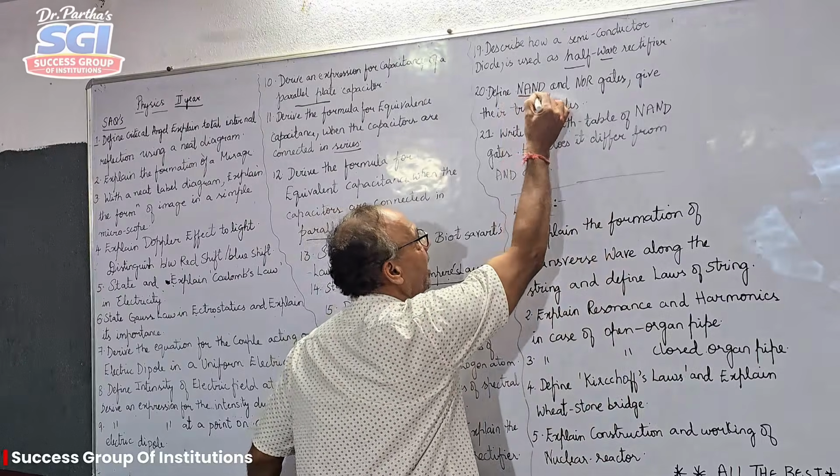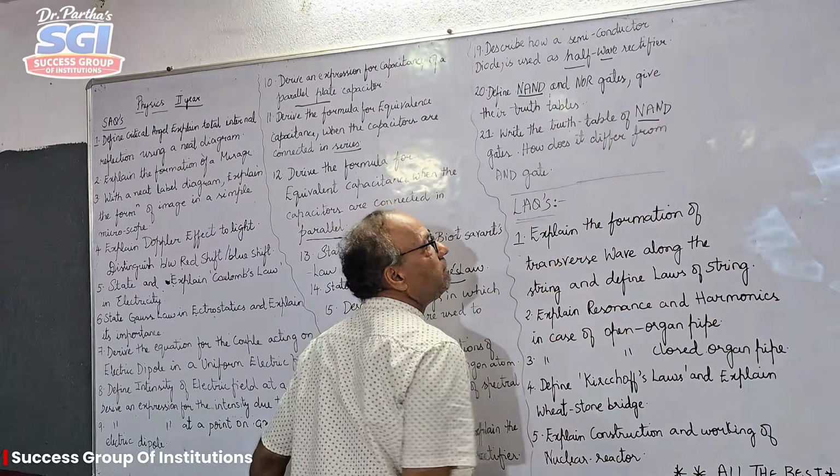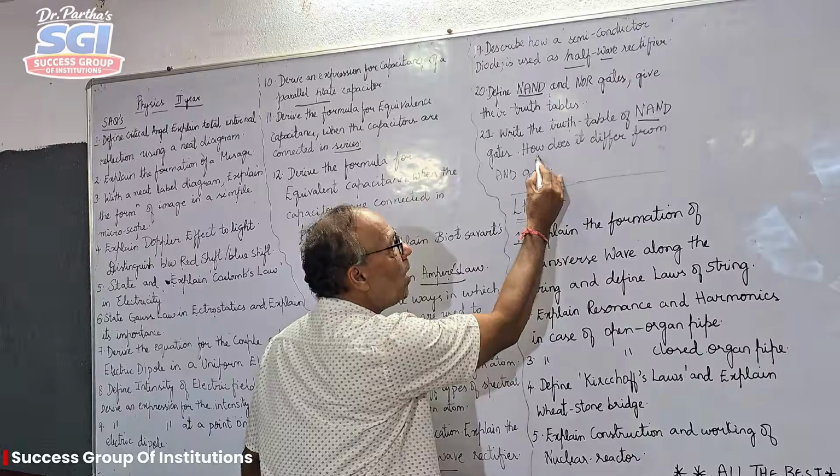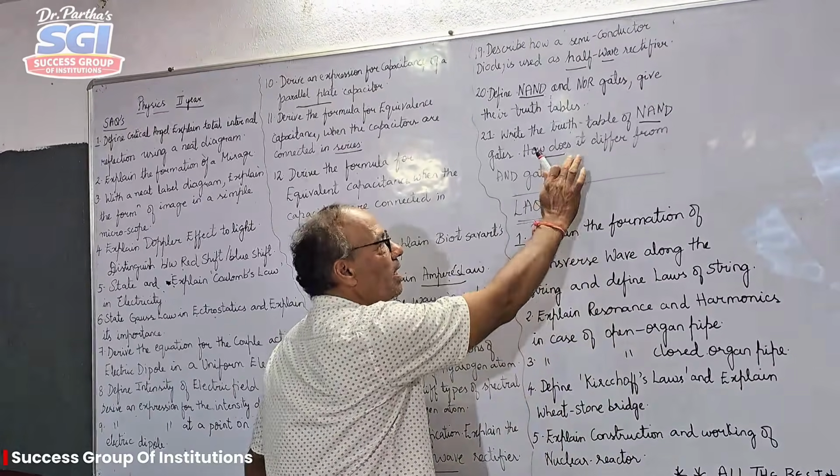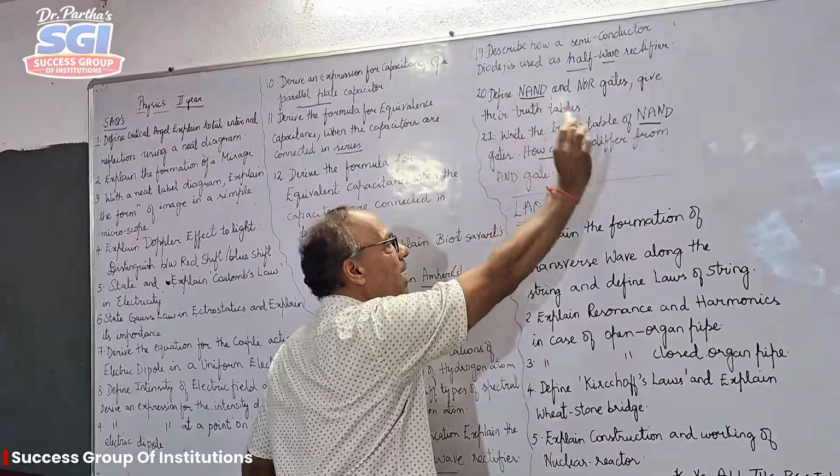Already you have studied this, so no need to repeat it. Just you have to write the difference between the NAND gate and the AND gate. That is the extra part. Otherwise, this part and this part are the same.